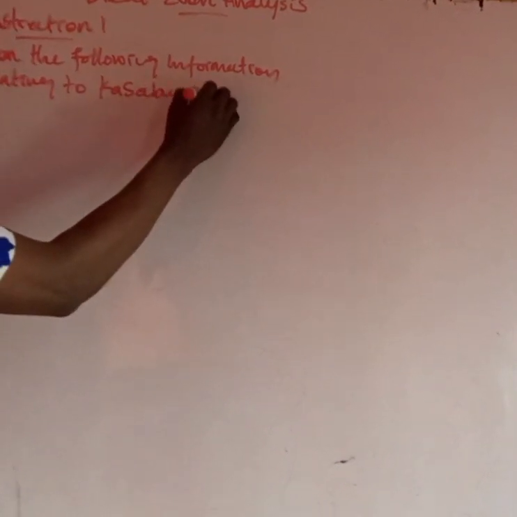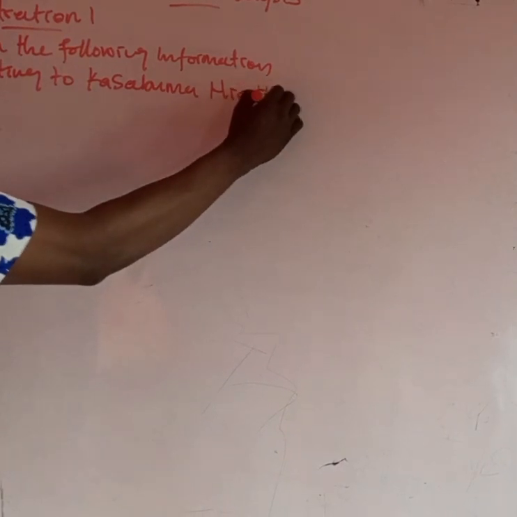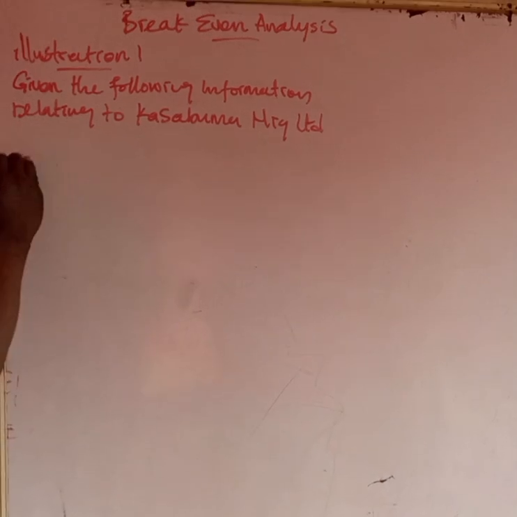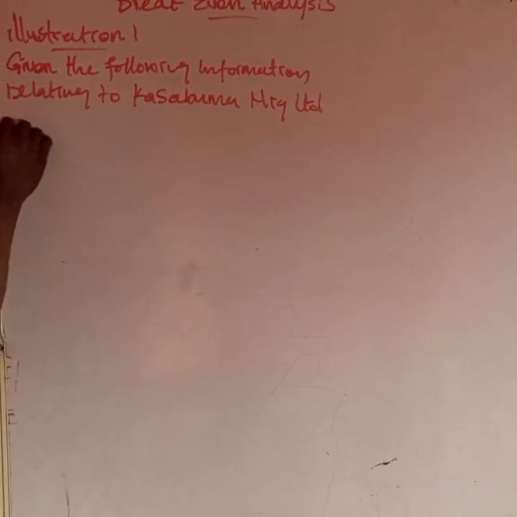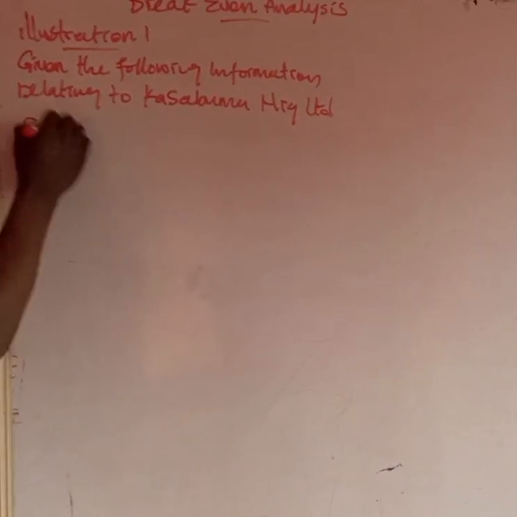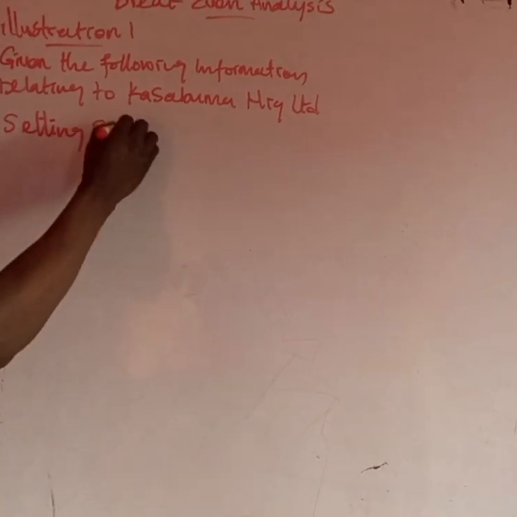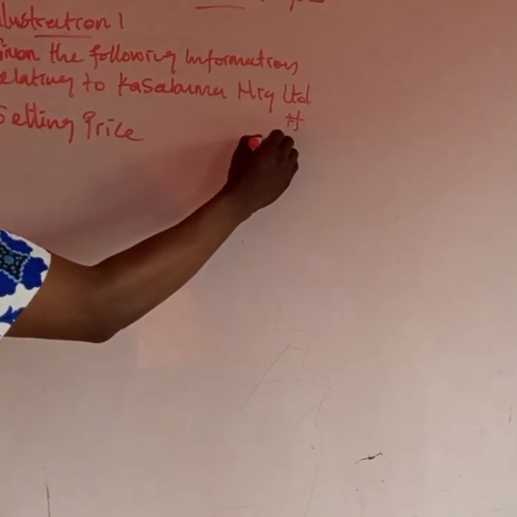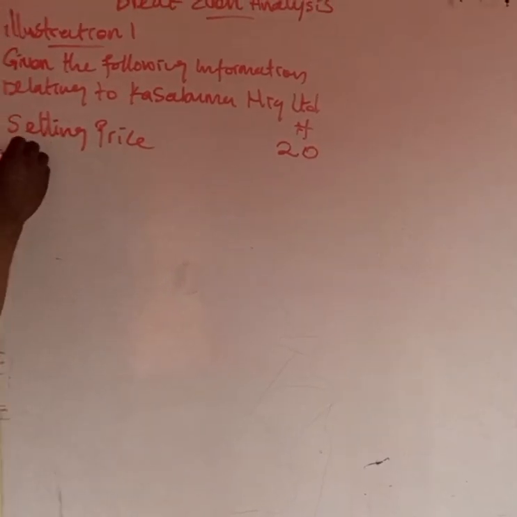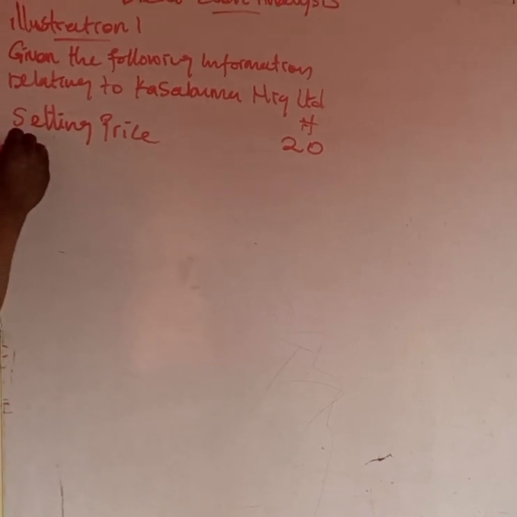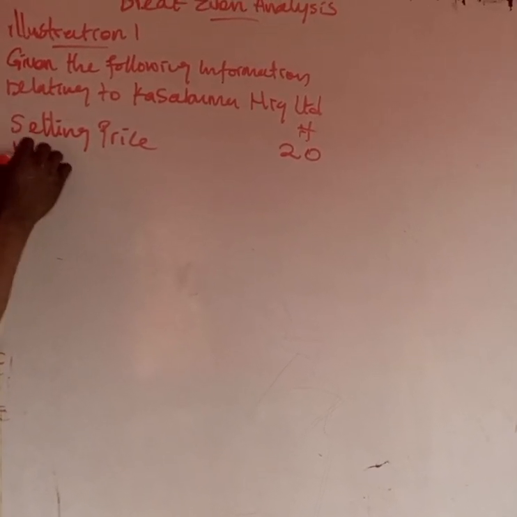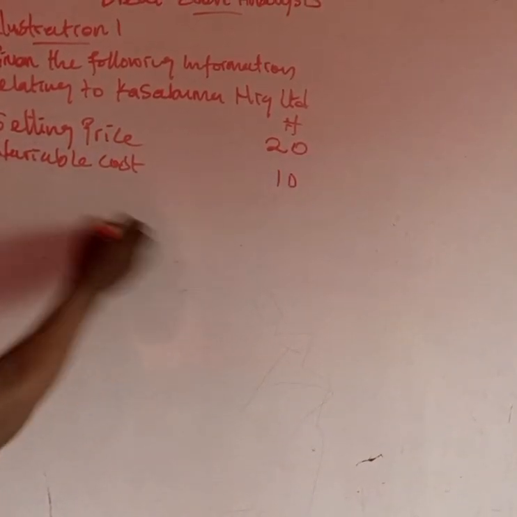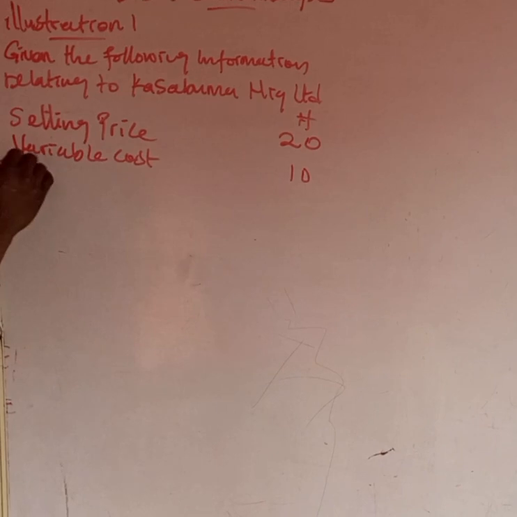Kasabuma Nigeria Limited. So we have the selling price. The selling price should be 20 naira. Our variable costs, the variable costs are 10 naira. Then we now have our fixed cost, total fixed costs.